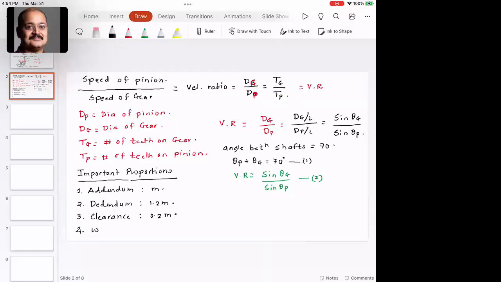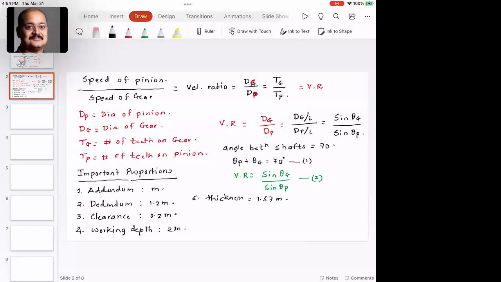Fourth one is working depth, which is 2m. The fifth one is thickness, which is equal to 1.57 m. And the last but not least, this is super duper important.